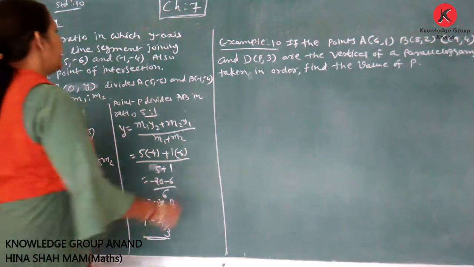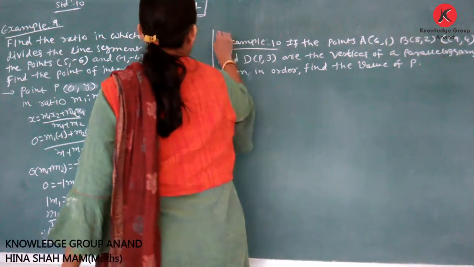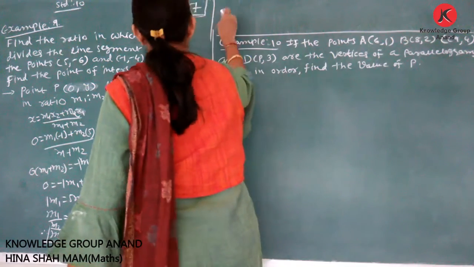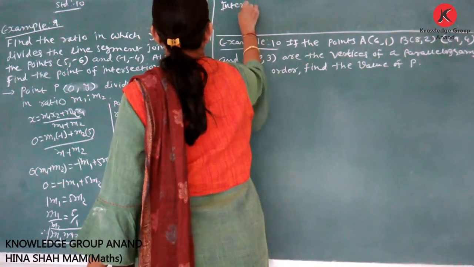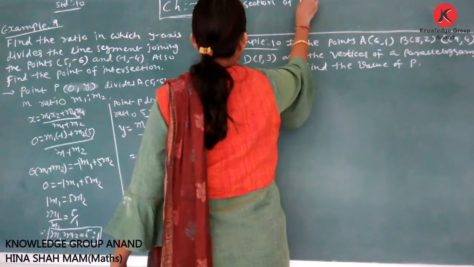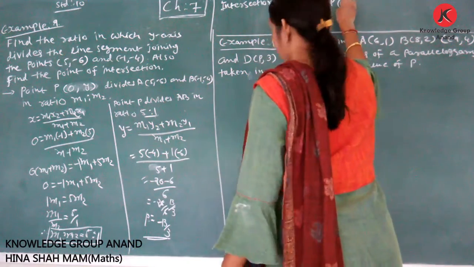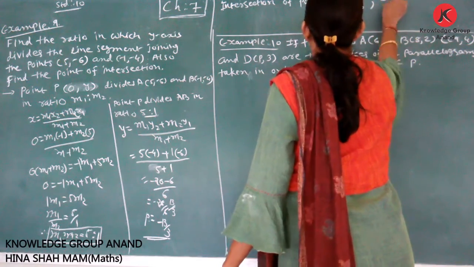Therefore, the point of intersection, point P, what is its coordinate? Minus 13 by 3 and 0.